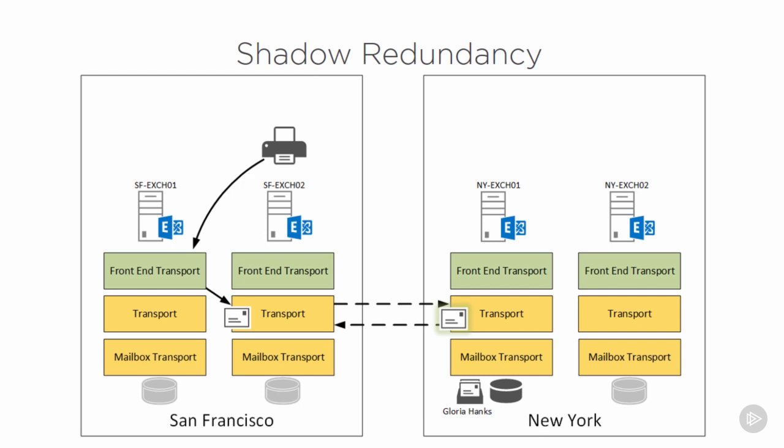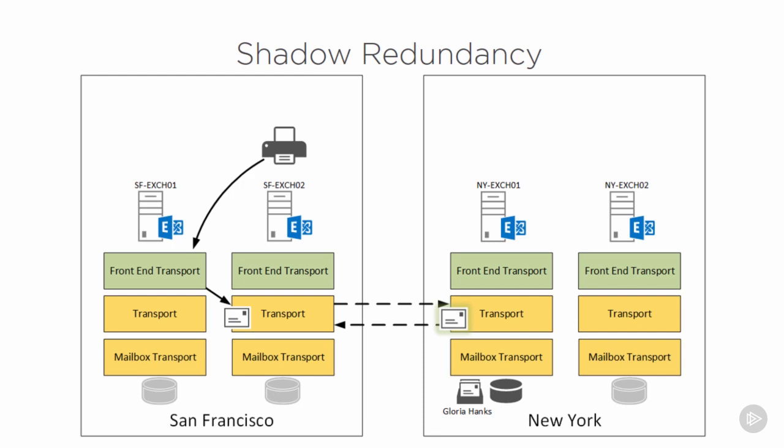There's a few variables at play here. If the server is not a DAG member, a mailbox server in the local Active Directory site is used as the shadow server. But if the server is a DAG member, another DAG member is used as the shadow server. If the DAG spans multiple Active Directory sites, shadow redundancy will try to pick a DAG member in a different Active Directory site so that you get site resilience for the message as well.